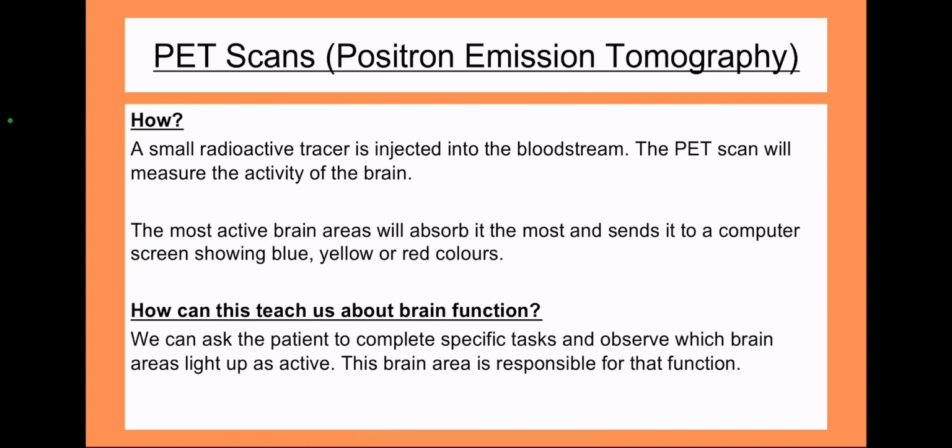It basically will send that to a computer screen showing it in blue, yellow or red colours for the most active areas. The more active an area is, the more blood and radiation will be absorbed. So what we can do is we can put someone under a brain scanner, PET scanner in this case, ask them to do a task and we can observe where the blood and radiation is being absorbed.